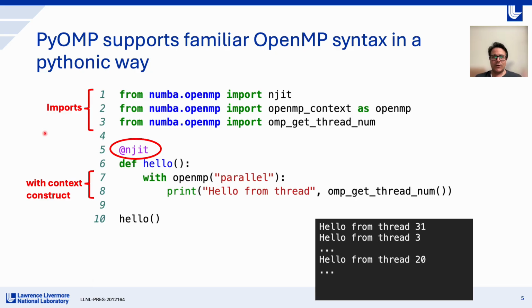Dissecting the code, the programmer first imports the Numba OpenMP modules that implement JIT compilation, the OpenMP context manager, and any OpenMP runtime functions. Then there is the hello function, which is decorated for JIT compilation, and OpenMP regions are defined using with statements and the OpenMP context manager, where the programmer provides the OpenMP directive along with any clauses to the context. In this case, the parallel directive. The body of the context forms the OpenMP construct. In this case, each thread is going to print hello with the global thread ID.